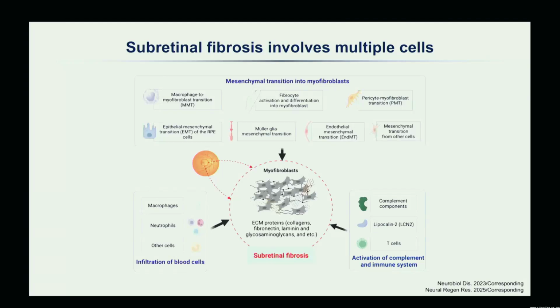Actually, subretinal fibrosis involves different kinds of cells besides choroidal pericytes and RPE cells. Other cells are also involved, for example, endothelial cells, macrophages, fibrocytes, etc. All can become myofibroblasts via mesenchymal transition.